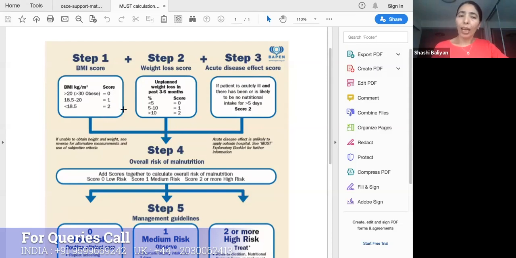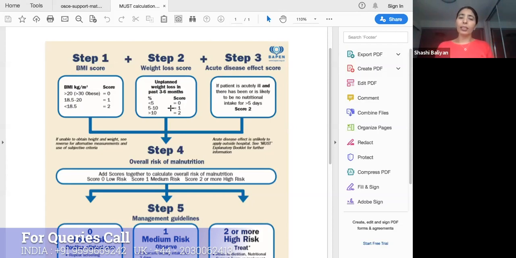Now, do you know how to calculate the BMI? Most of you would know, but if you don't, you can check how you calculate the BMI, and obviously we will give you a lot of practice for this as well. Then step 2 is the weight loss. You have to see whether in the last 6 months the patient has lost weight suddenly. If it is less than 5%, then you get a score of 0. If it is between 5 and 10%, then you get a score of 1. And if it is more than 10%, you get a score of 2.